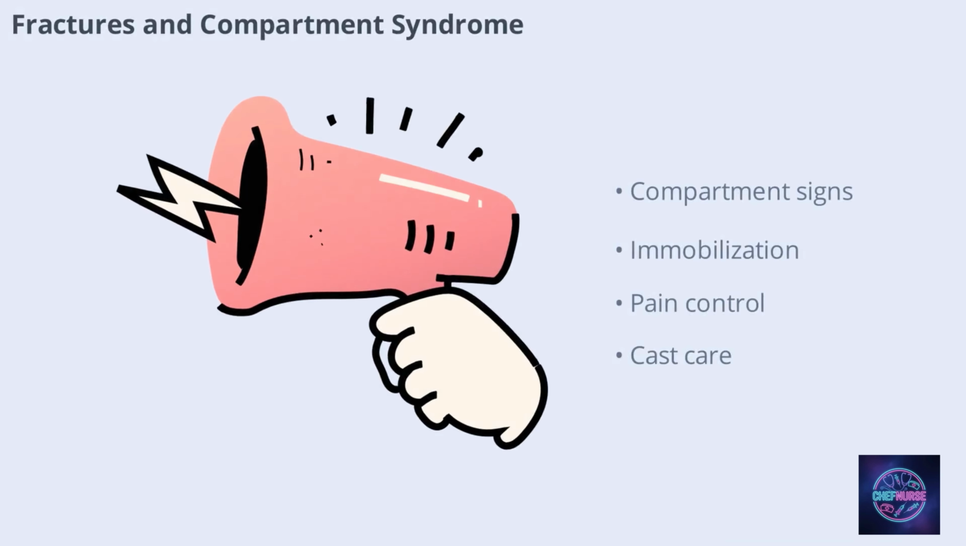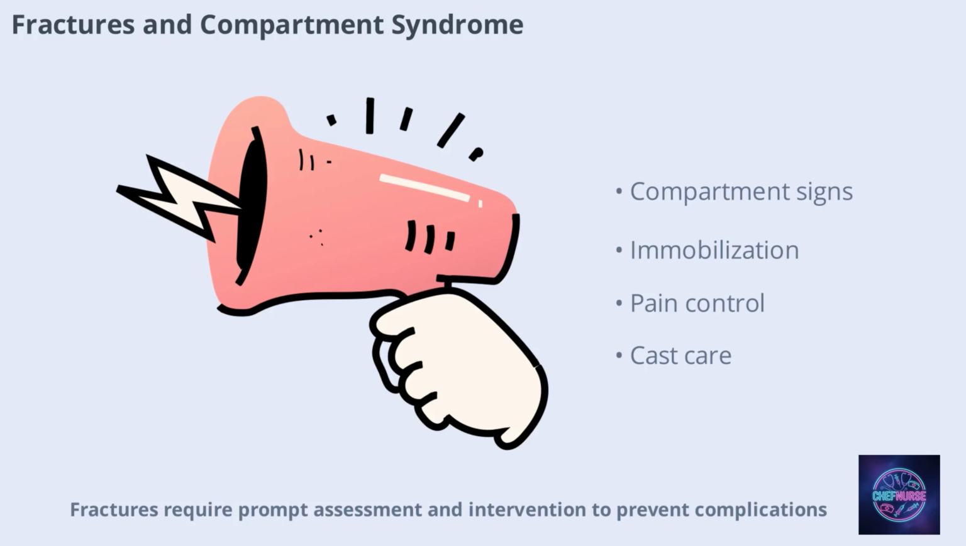Fractures require prompt assessment and intervention to prevent complications. For the NCLEX, know the signs of compartment syndrome, such as severe pain and decreased pulses, and the emergency interventions required. Immobilization, pain management, and monitoring for neurovascular compromise are key nursing responsibilities. Patient education on cast care and signs of complications is also important.